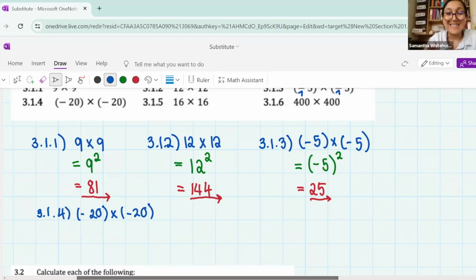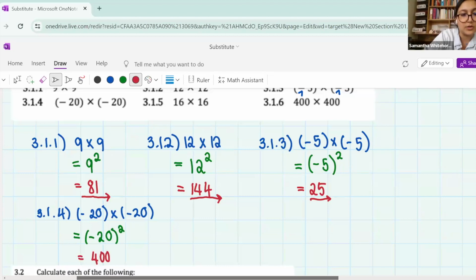Okay, identical numbers being multiplied. Don't have to stress about, are they different? Are they not? They're identical. And so what we have here is negative 20 squared. Now remember, negative times a negative is a positive. 20 times 20 is a positive 400.